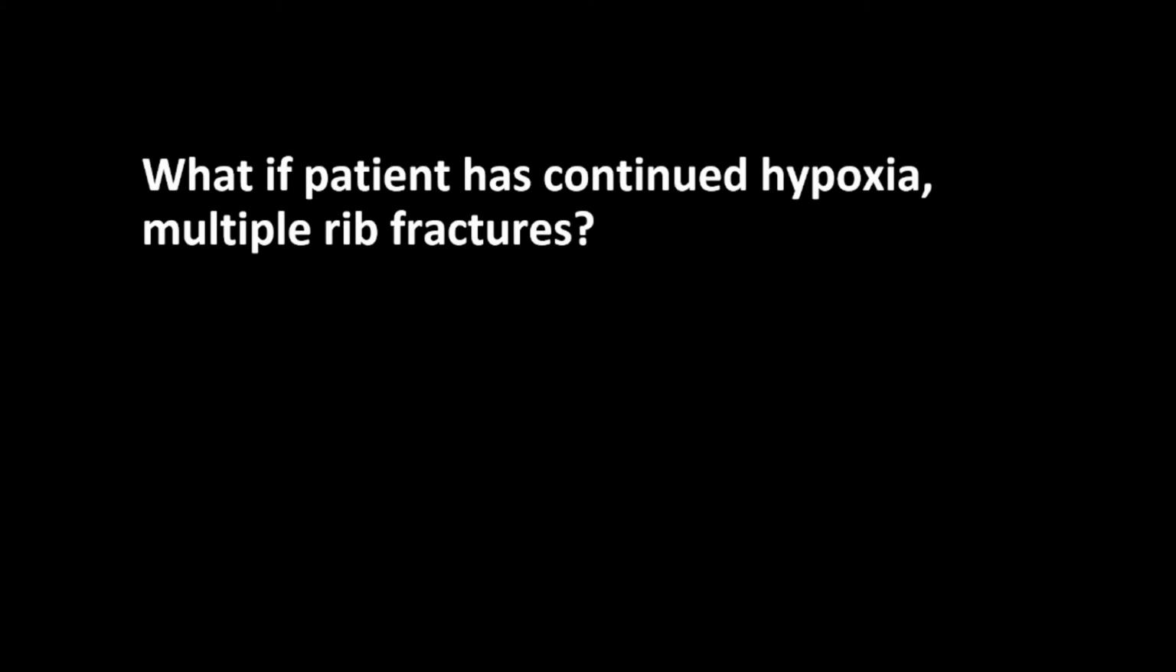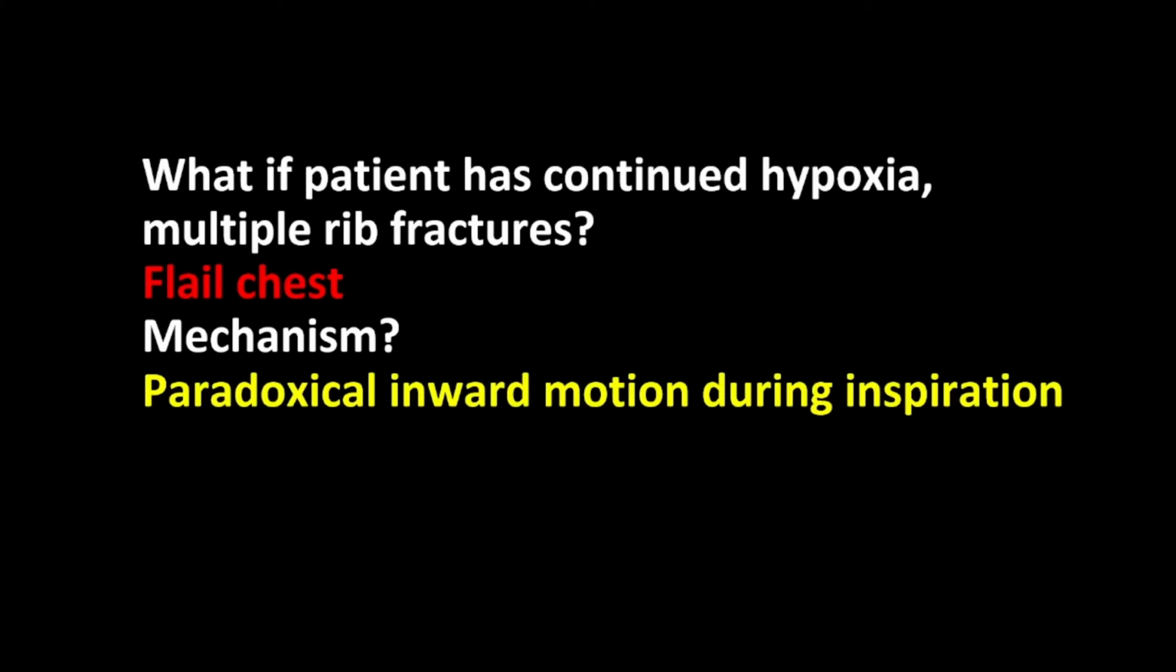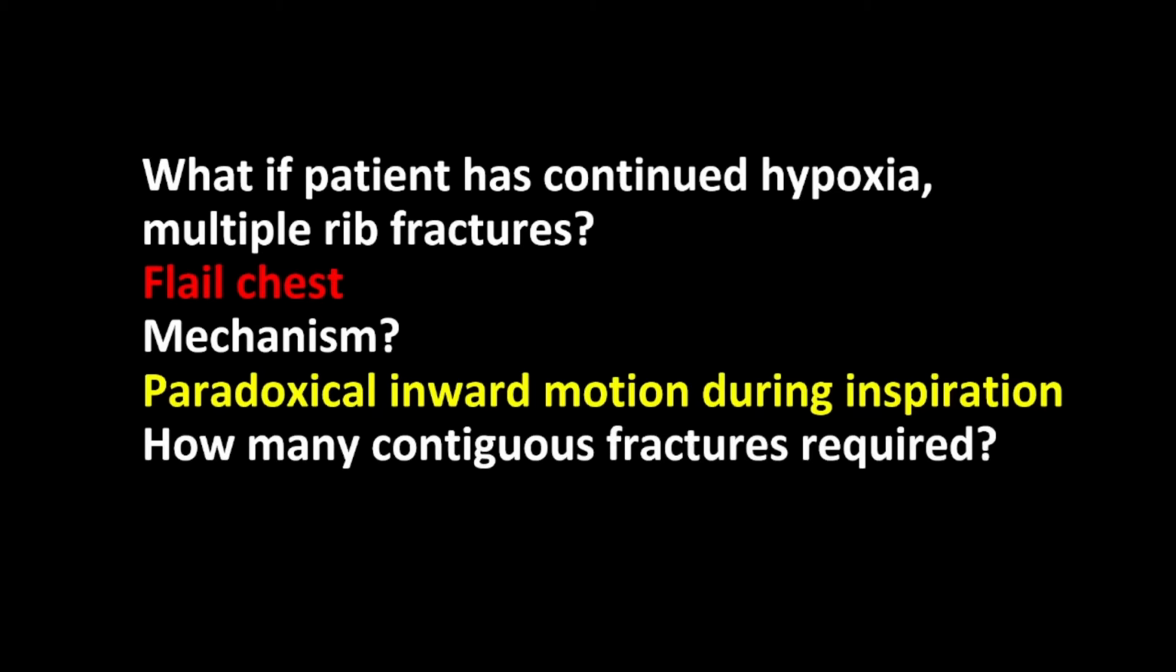So let's say this patient had continued hypoxia, but they actually had multiple rib fractures that you saw on the chest x-ray in multiple contiguous ribs. So you should be thinking about flail chest, and the mechanism of that is paradoxical inward motion of the chest wall or the chest cage during inspiration. And this is a pretty high yield question. So how many contiguous fractures are required for a diagnosis of flail chest? That would be 3 fractures in contiguous ribs.